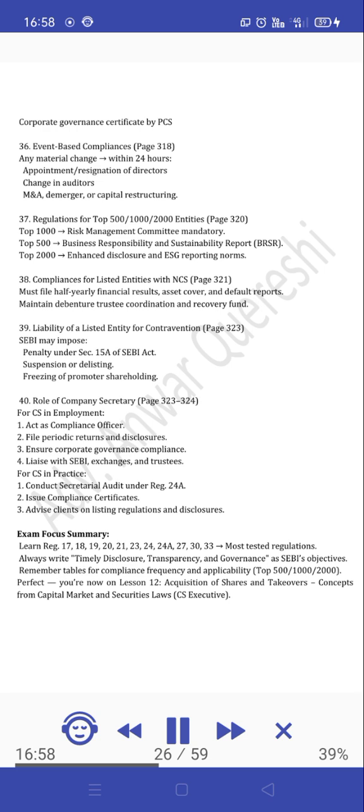39. Liability of a listed entity for contravention, page 323. SEBI may impose penalty under Sec. 15A of the SEBI Act. Suspension or delisting. Freezing of promoter shareholding.